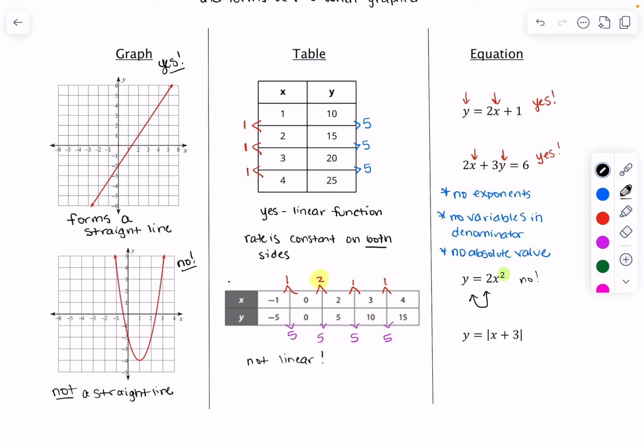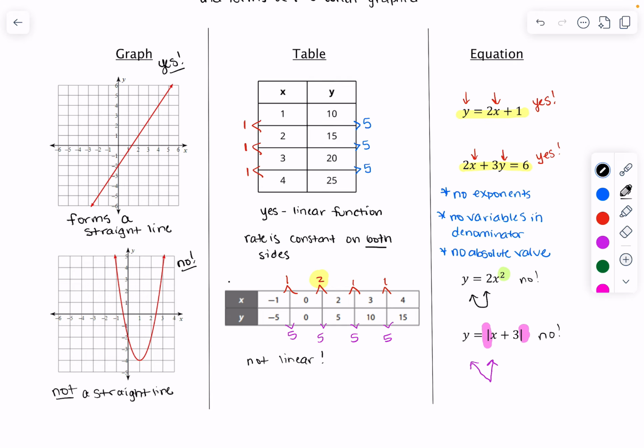The second example has these absolute value bars here and here. Okay, this example I picked because this graph forms this kind of graph, this V, and while it has straight lines, it's not considered a linear function because the rate goes down and then it goes back up again. Okay, so these examples up top are yeses, and the examples down below are going to be no's. So that's the difference between lines and graphs, lines and tables, and lines and equations.